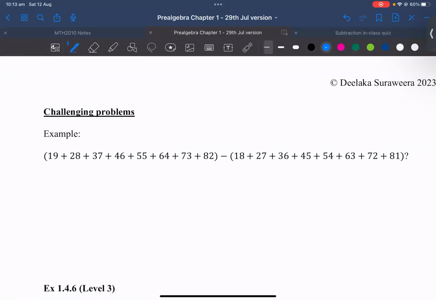Yep. Every number on the left side is one more than the corresponding number on the right side. 19 is one more than 18. 28 is one more than 27. 37, one more than 36. 46, one more than 45. So when they subtract, they all cancel out. They all become one, basically. So you're going to end up with a bunch of ones in the end.